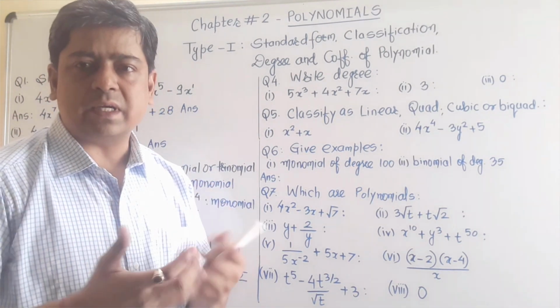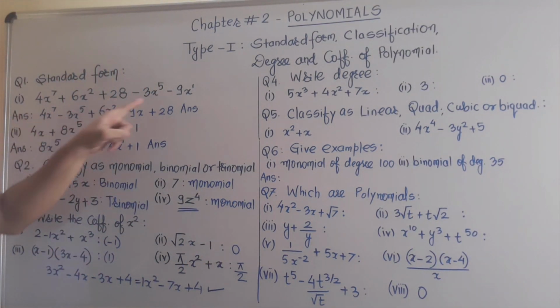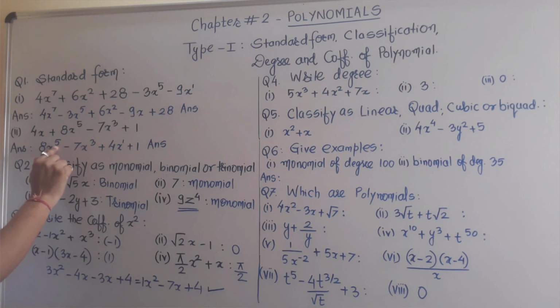For example, look at question number 1. In question number 1 you observe the highest power is here 7. So I can say that the degree will be 7. Similarly, look at the second part. In the second part, can you tell me who is the highest power? Highest power is here 5. So I can say that here degree will be equal to 5.